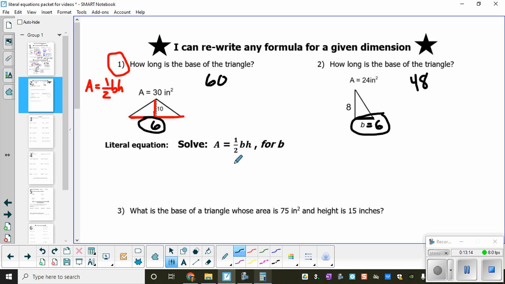And so what we did to get that was we basically took the area and we simply doubled it. Okay, I did this, doubled and got a 60, and then I divided by my height.